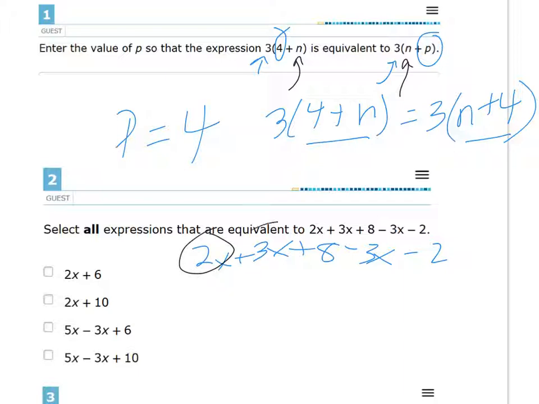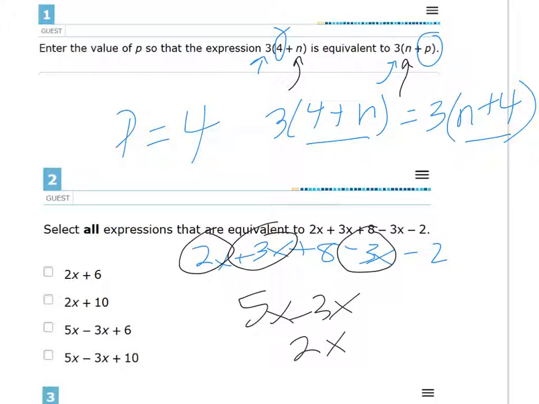I can combine 2x plus 3x, which gives me 5x. Then I can combine the negative 3x, and that gives me 2x. Then lastly, I take the positive 8 and I combine it with the minus 2, and that would give me a positive 6. So I know that 2x + 6 is a solution, so that is correct. The second one, 2x + 10, would not be correct.